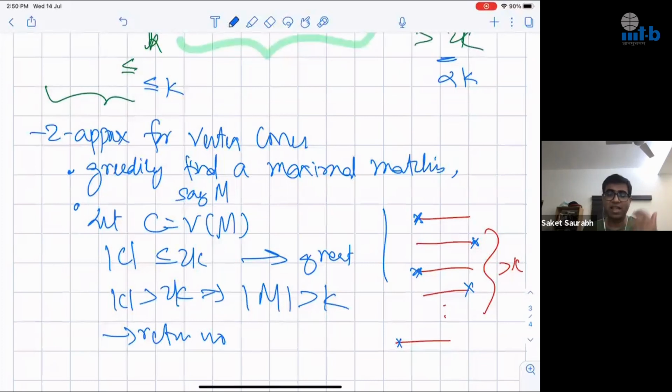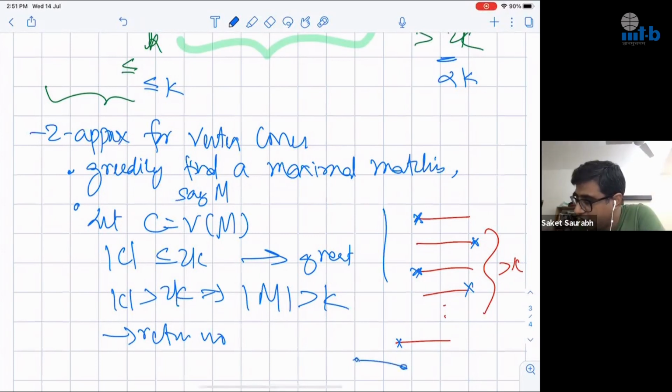If the maximal matching has size at most k, then you take both the endpoints of this maximal matching and return them as a potential vertex cover of size at most 2k. And why is it a vertex cover? Because look at any other edge. Because it's a maximal matching, you cannot have an edge which does not intersect with the endpoints of your matching. That is why picking all the endpoints of my maximal matching constitutes a feasible vertex cover of size at most 2k.